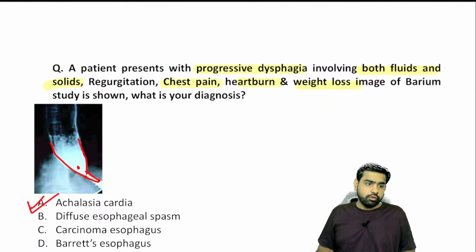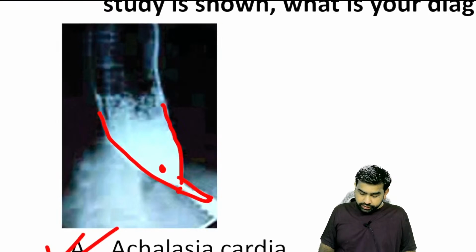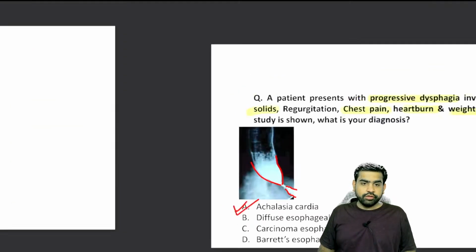What is the diagnosis? It's not carcinoma, it is achalasia cardia. This is a characteristic finding which is being shown to you. Why are you getting confused with carcinoma? It is such a characteristic tapering of the esophagus like this. Are you confused with this haziness? No, it is the stomach. This is where the esophagus is ending.